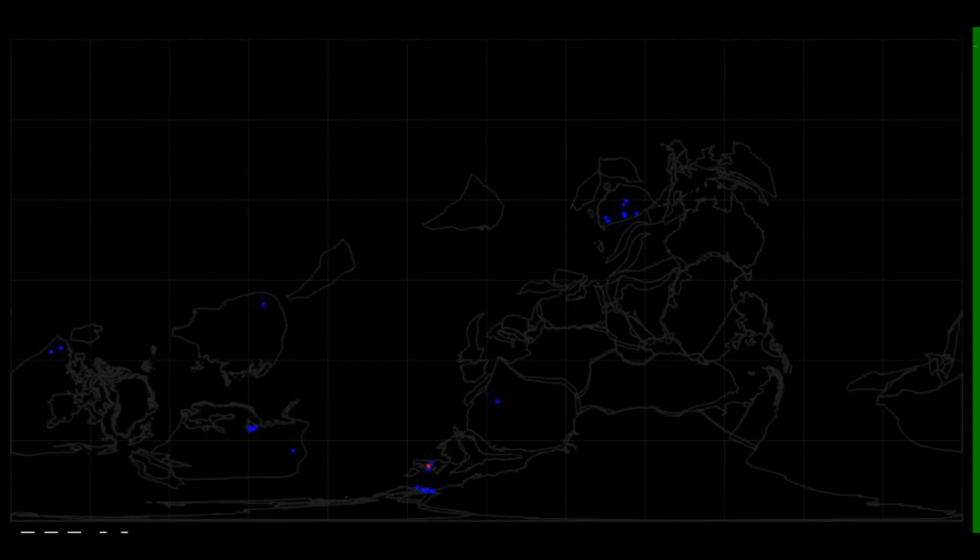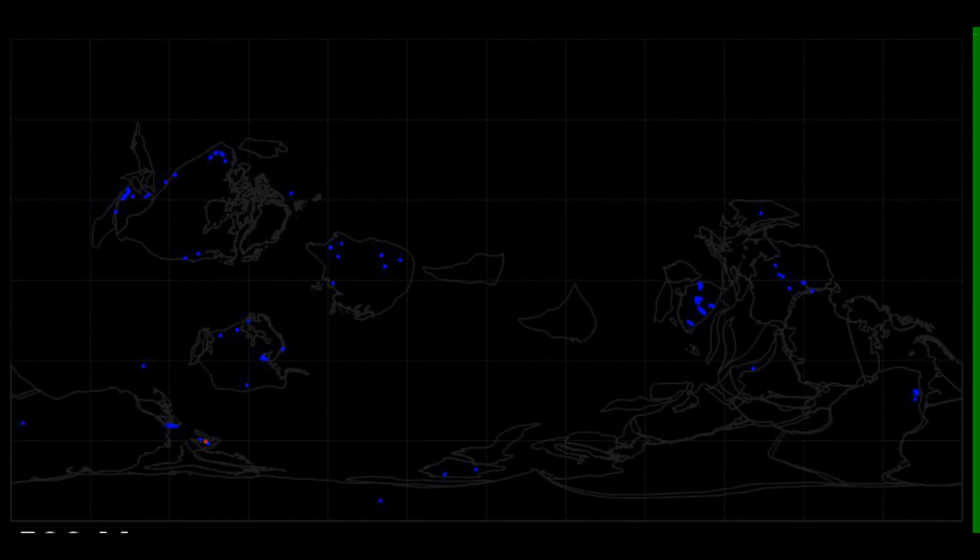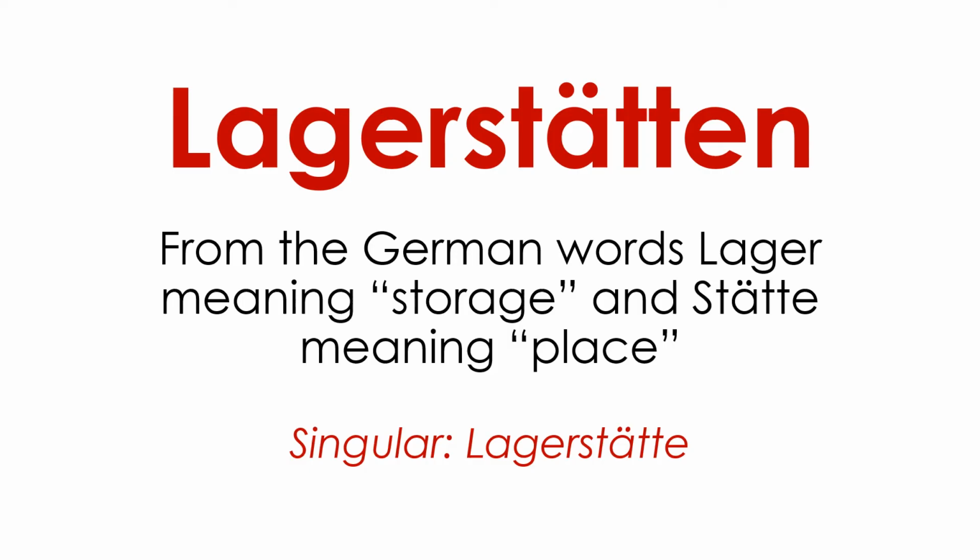All around the world, in rocks of various ages, there are special layers that contain extraordinary fossils. We call these layers lagerstätten. One layer is called a lagerstätte. Multiple layers are referred to as lagerstätten. It's a German word. The translation means storage place. Lagerstätten are natural storage places for extraordinary fossils. They come in two flavors.